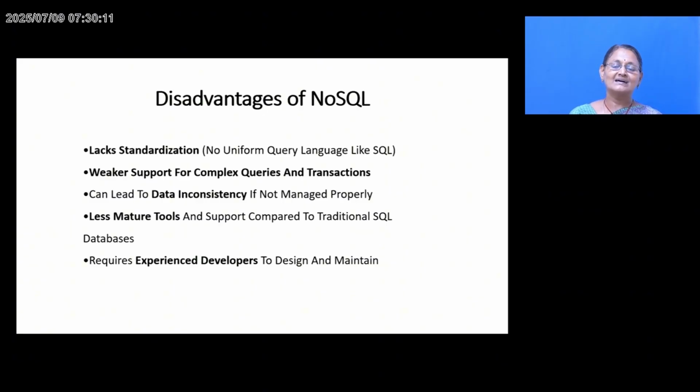But there are some disadvantages with NoSQL. It lacks standardization in query handling, and it is weaker at supporting complex queries and complex transactions. It can lead to data inconsistency, because of the sharding concept, and less mature tools and support are available compared with traditional SQL databases. It also requires expertise in handling NoSQL.